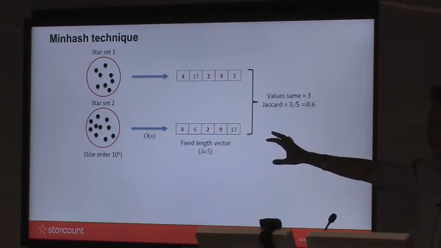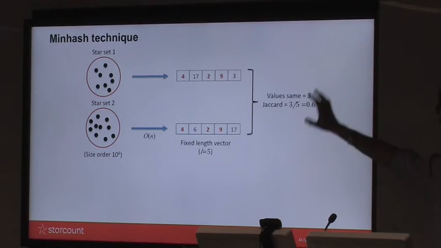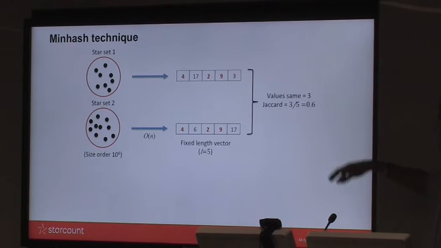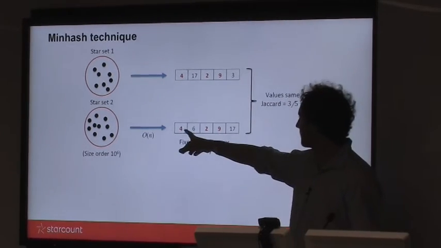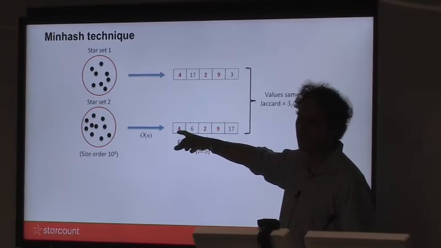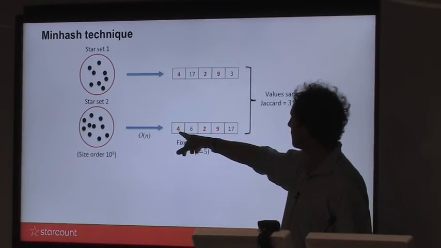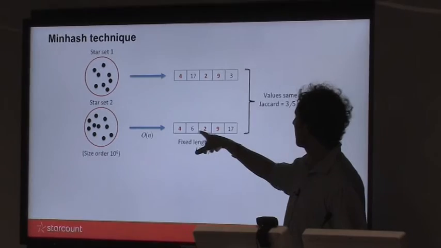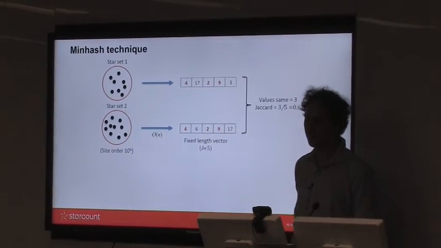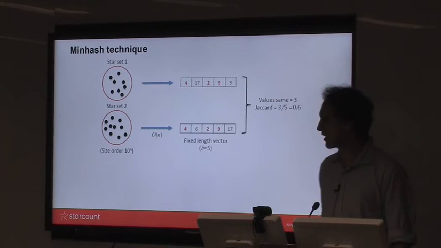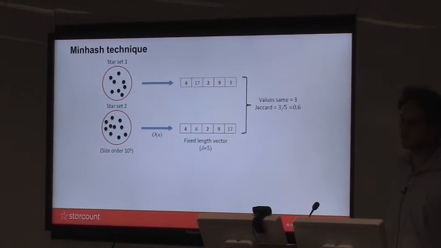So you calculate all these signatures of all different stars, and then to approximate the Jaccard between these two stars, you basically identify the values which are in the same place and are also the same value. So here 4, 2 and 9 are in the same position and the same value. So there's 3 of them, and then you just divide by the length of the vector, which is 5. So the Jaccard in this case between these two stars would be 0.6. So that's obviously a ridiculously cheap operation. It's just really simple vector maths.